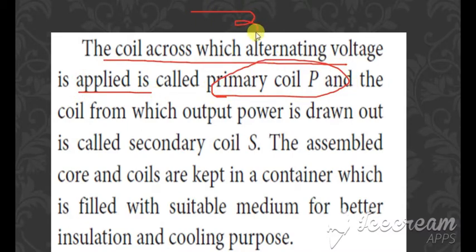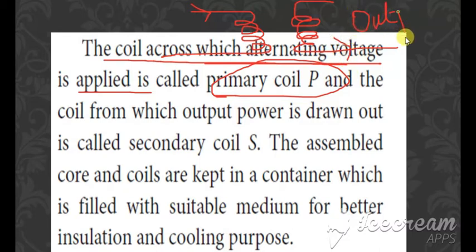So as I told you, we have the two coils, first primary and then the secondary. Primarily, we are applying the voltage, across which the alternating voltage is applied, that is called the primary coil. And the coil from which the output is drawn, from where we are taking the output, that is called the secondary coil. Clear?